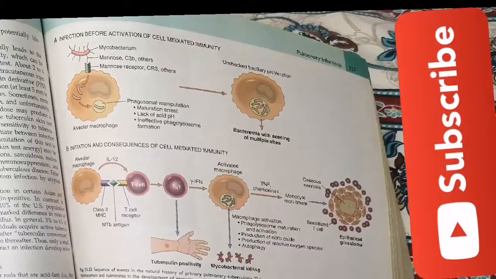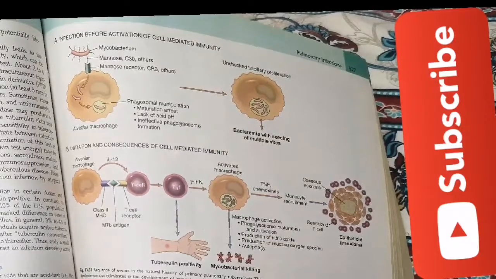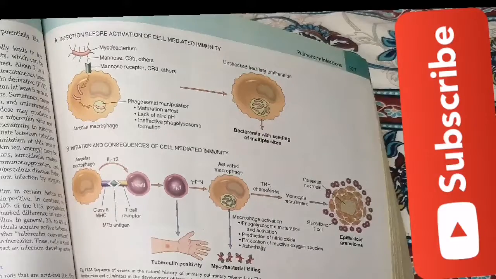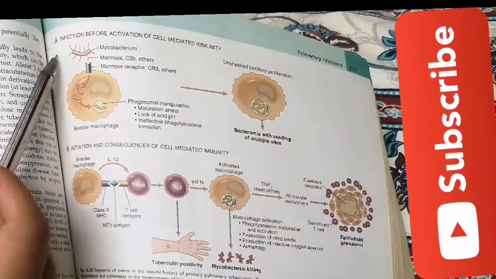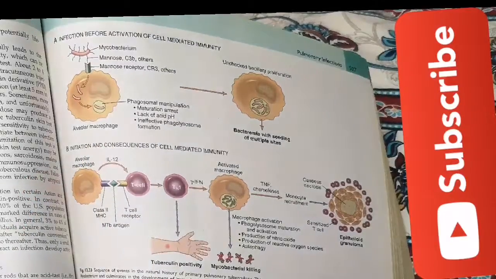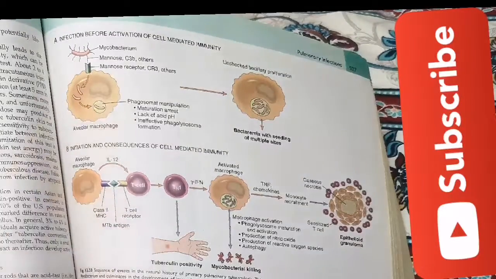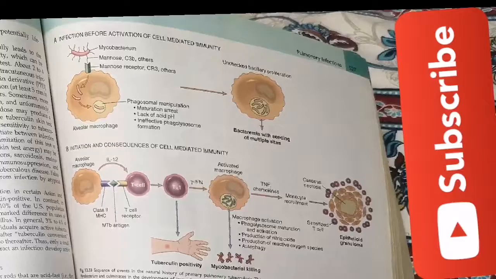Let us discuss pathogenesis of tuberculosis. First one, A. Infection before activation of cell-mediated immunity. First there is entry into the macrophages.